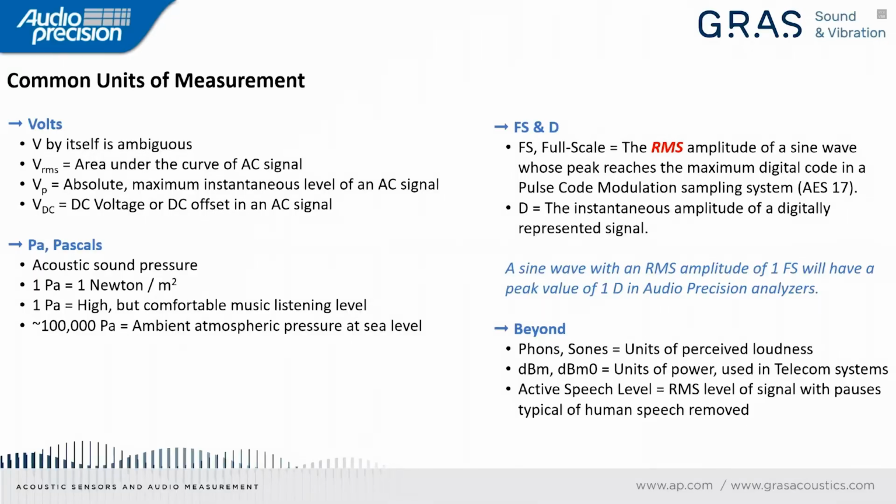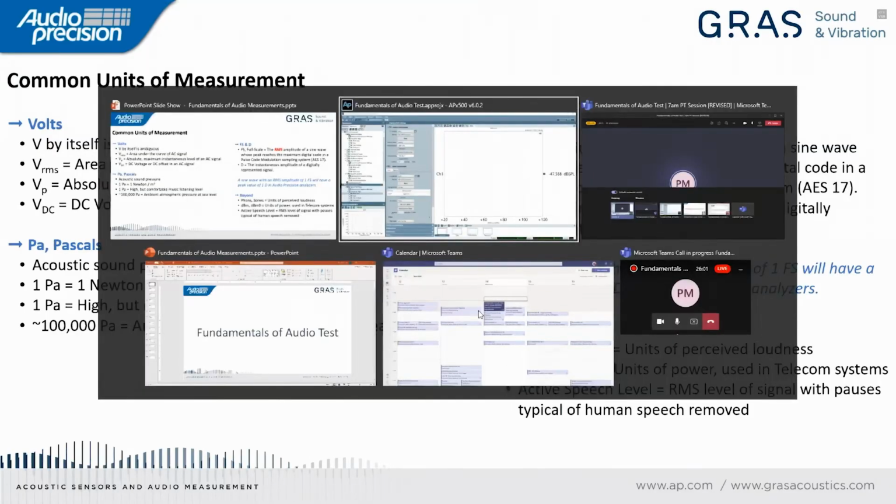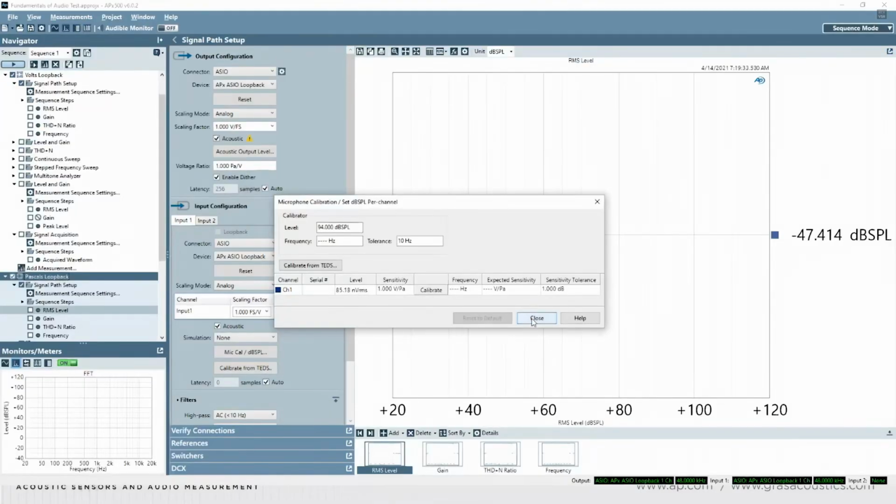The most common definition, and the definition that Audio Precision uses, comes out of an Audio Engineering Society standard, number 17. And it is exactly as it says. FS is the RMS amplitude of a sine wave whose peak reaches the maximum digital code in a pulse code modulation sampling system. So let me just show you what I mean by that.